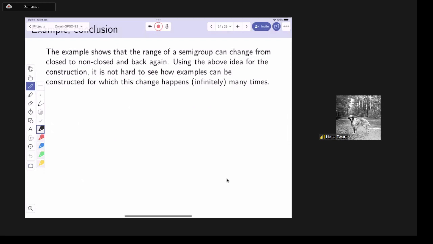Now, if you get this idea of this semigroup, then you can see that I could build even more of it. I could make more of these intervals and let them just change, and so I can jump between closed and non-closed as many times as I want. So that shows that this closedness of a range is not a semigroup or time-independent property.